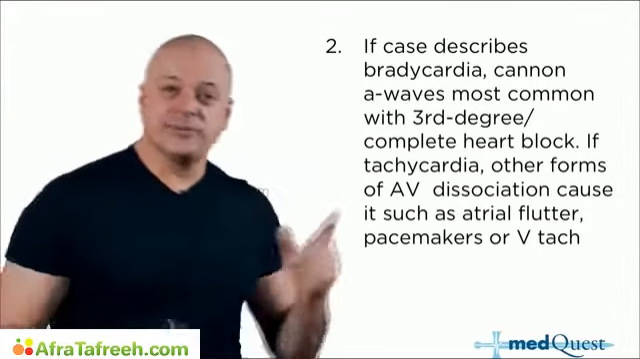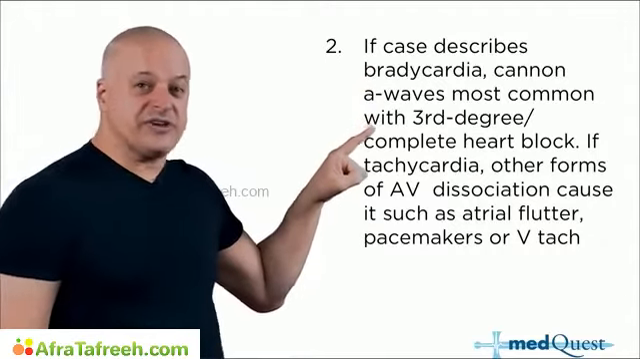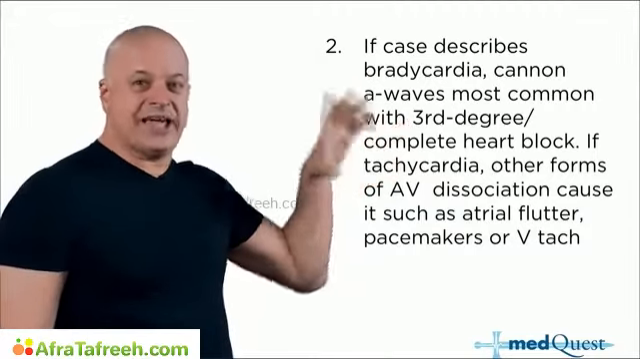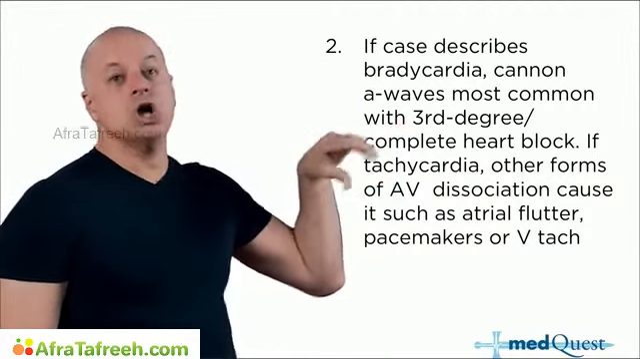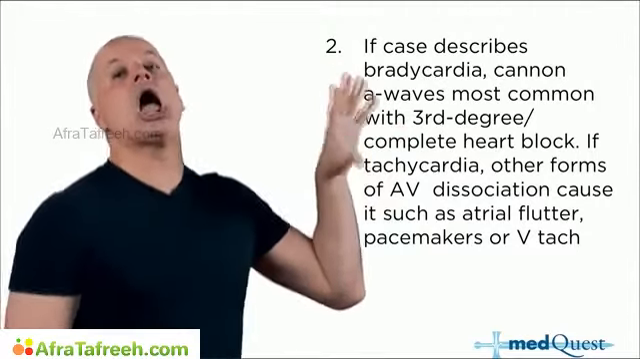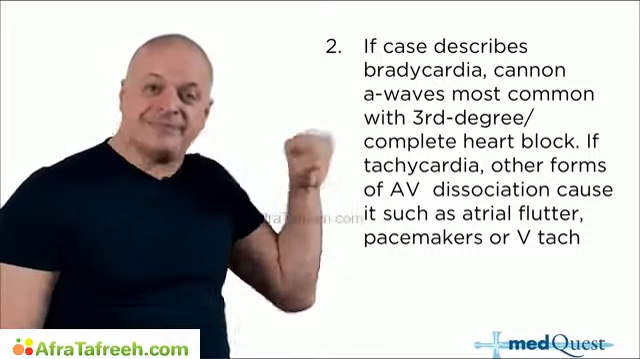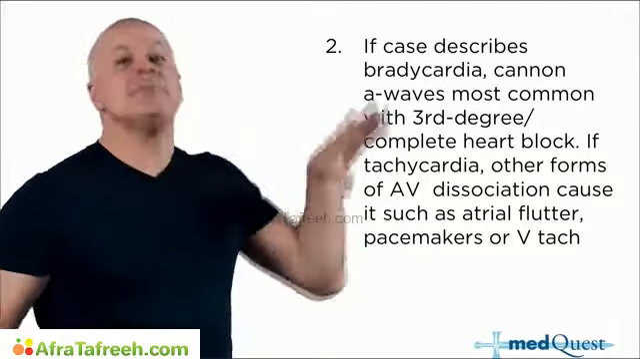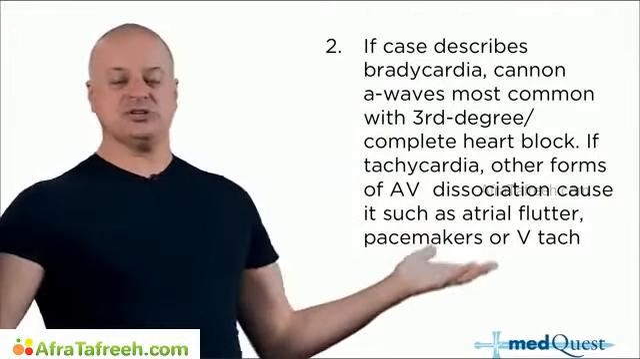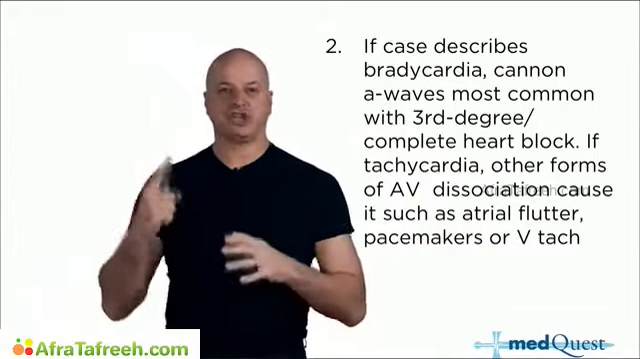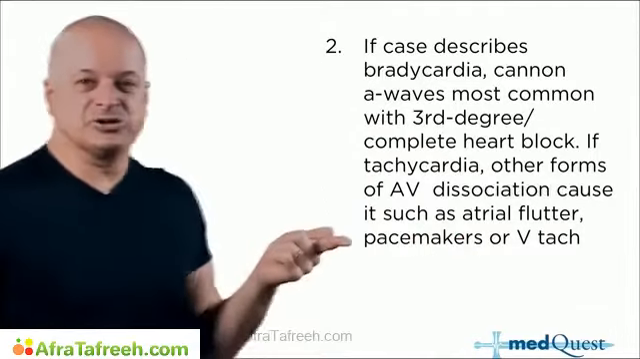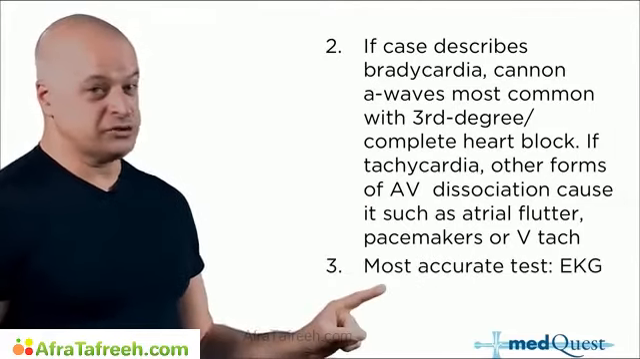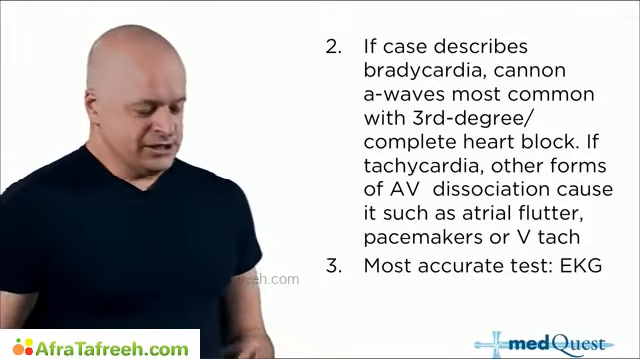Now, if the case describes bradycardia, this is third degree AV block. This is where the atrium and the ventricle are dissociating. The atrium's beating like this, and the ventricle's beating like this. It's like, you're beating like this, I'm beating like this. They're dissociated. So the atrium is contracting against a closed tricuspid valve, and the blood is bouncing backwards up into the neck veins. The most accurate test is an EKG.